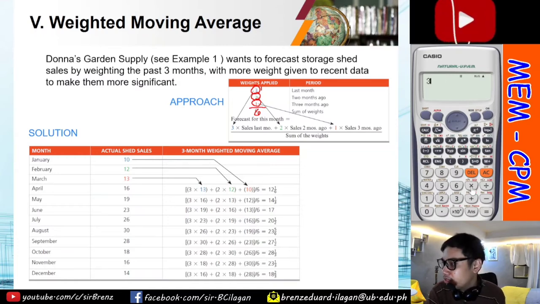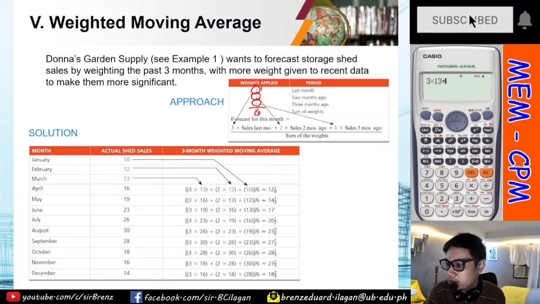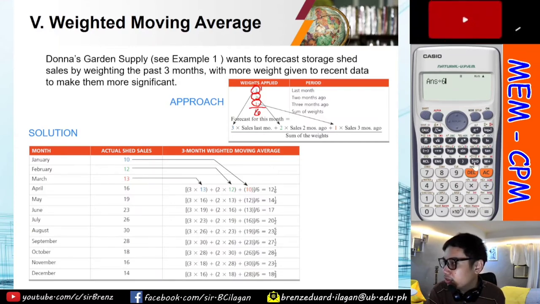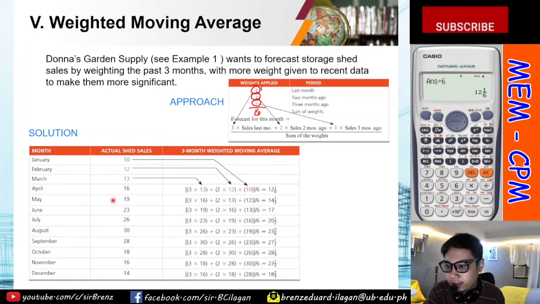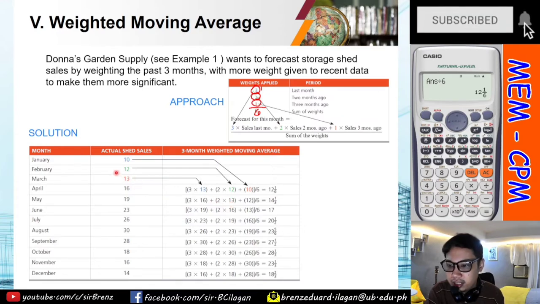So let's just check. So 3 times 13 plus 2 times 12 plus 10 times 1. So I just write the number and then divided by 6. Okay, 73 over 6, or that can be written as 12 and 1/6. So ganun lang din guys ha, doon sa sunod. So again, if you're going to consider the May, mangyayari lang dyan yung previous month, which is 16, imumultiply mo siya ng 3. 2 months ago, which is the value for the actual shed sale for March, so that is 13 multiplied by 2. Ayan. And then plus yung actual shed sales niya nung February, so times 1 or 12 mismo, and so on.